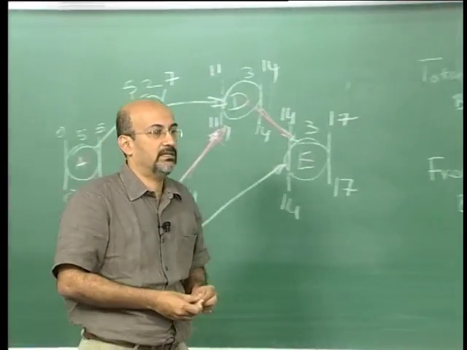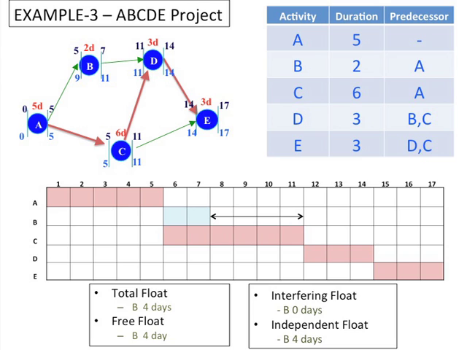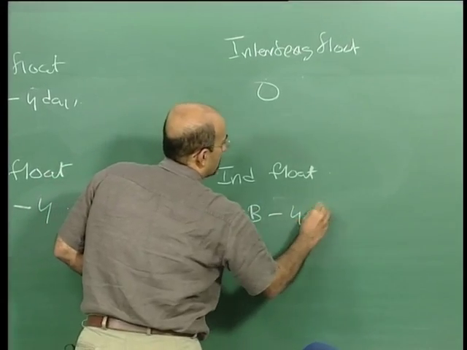So you can see it in the bar chart. There's space for B to move in this whole region without influencing anything else. Nothing else gets influenced by that. Okay, so you have an independent float of 4 days.